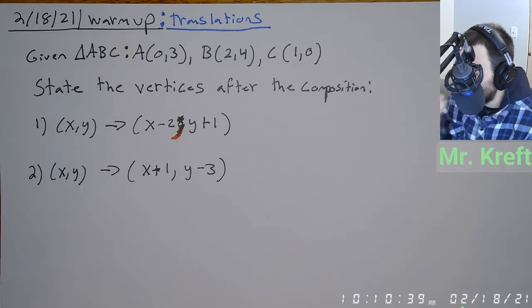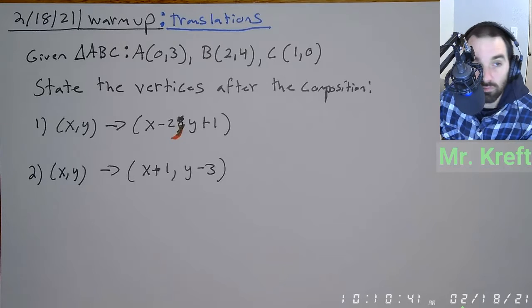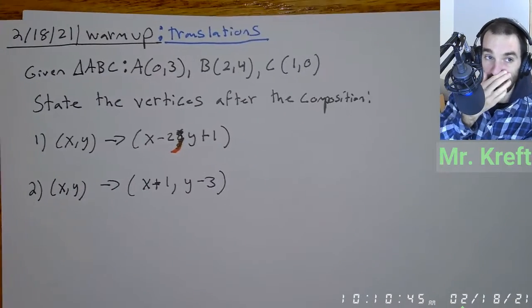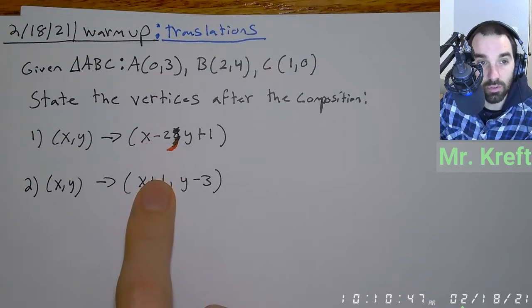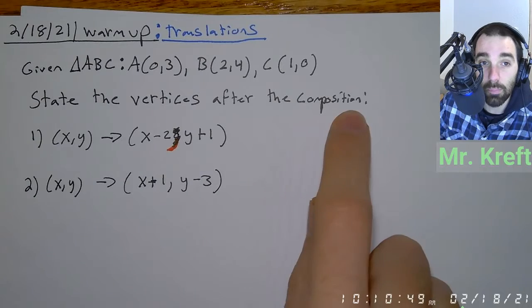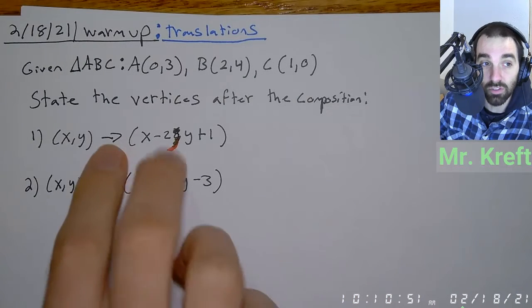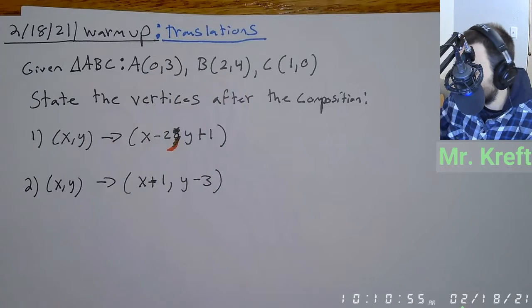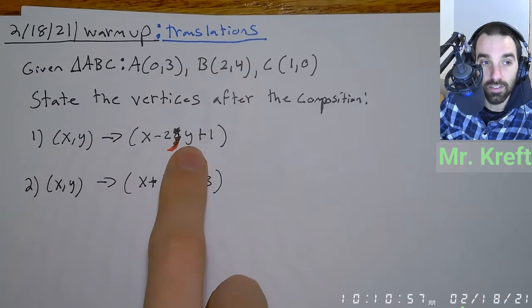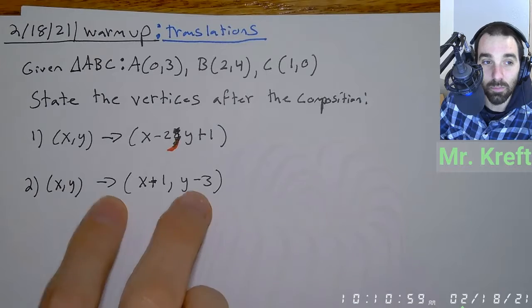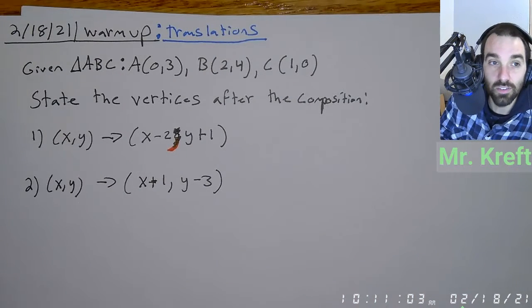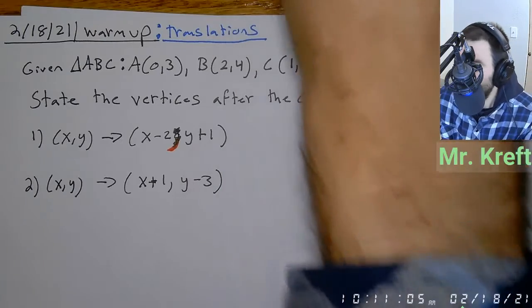So to do a quick review with translations, we have formulas. Oops, I'm on freeze. Okay, so with translations, we have these formulas that tell us what we're doing. Now remember, composition means 2 or more. That means that we're doing both of these from our original shape. So we're going to take our shape, move it once, and then take that and move it again, okay? So let's go ahead and take a look at this and see what we're going to be doing.